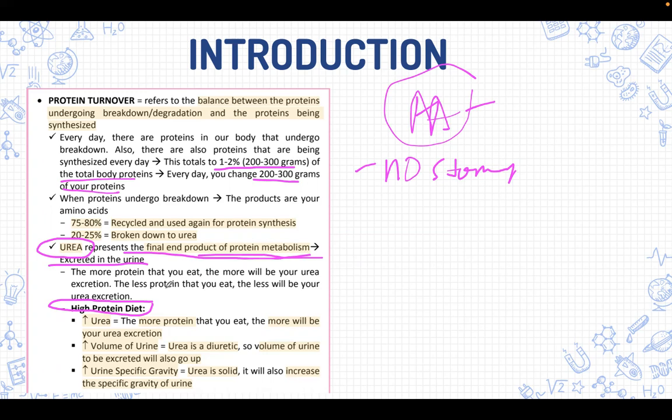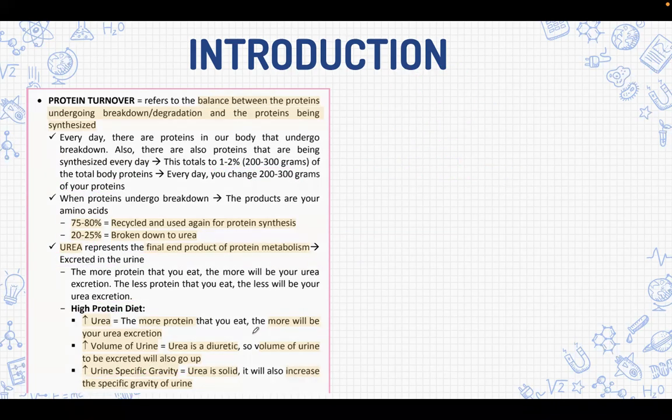Urea is solid. It will also increase the specific gravity of your urine. So, tandaan po yung mga yan. Okay? These are all incorporated with the high protein diet. The higher the protein, the higher the urea, the higher the volume output or the urine volume output.